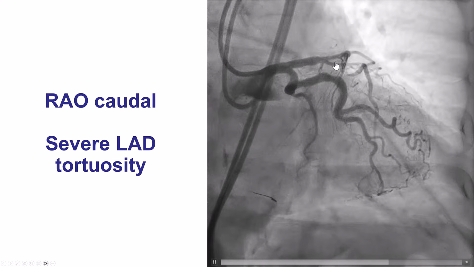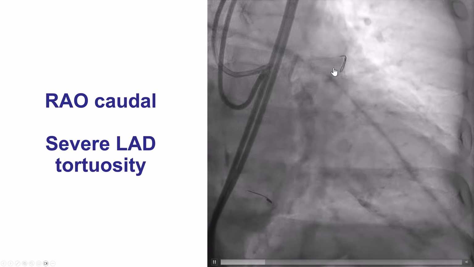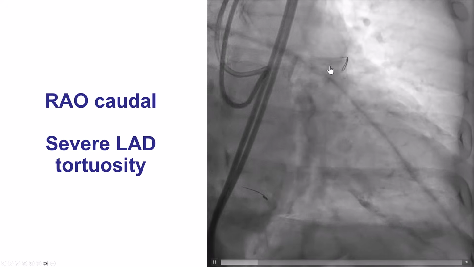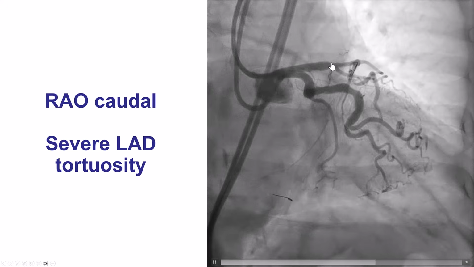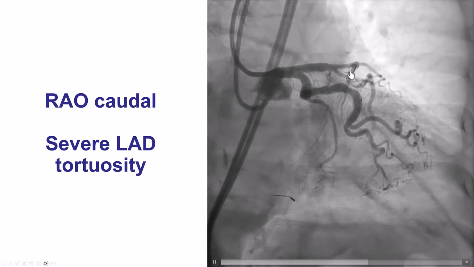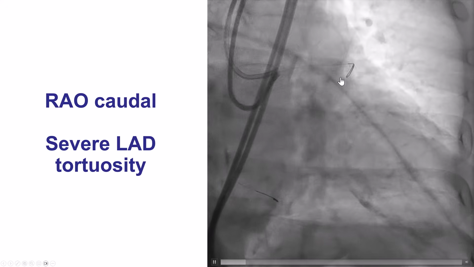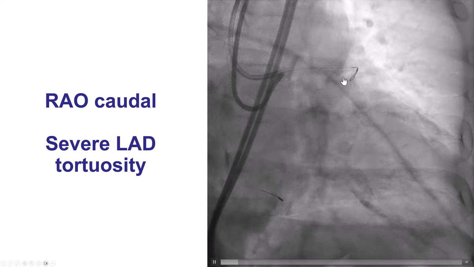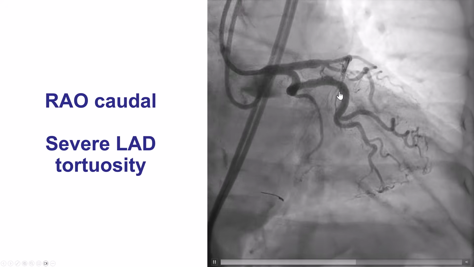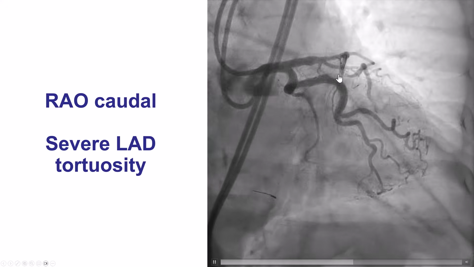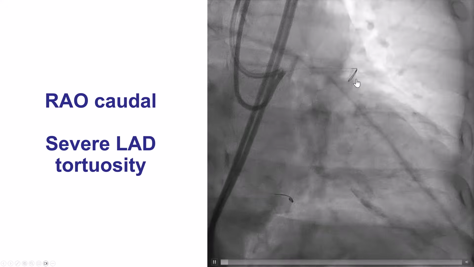This is a different projection illustrating some of the challenges. This is a very tortuous vessel. On the cranial views, there was foreshortening of the lesion, but here on the caudal view, we see the severe turns into the mid-LAD. Also, we see that there are branches. There's a diagonal proximally, and there's a septal in the middle of the lesion. And those branches, as we will see, can really provide a problem when trying to advance a wire through the lesion.